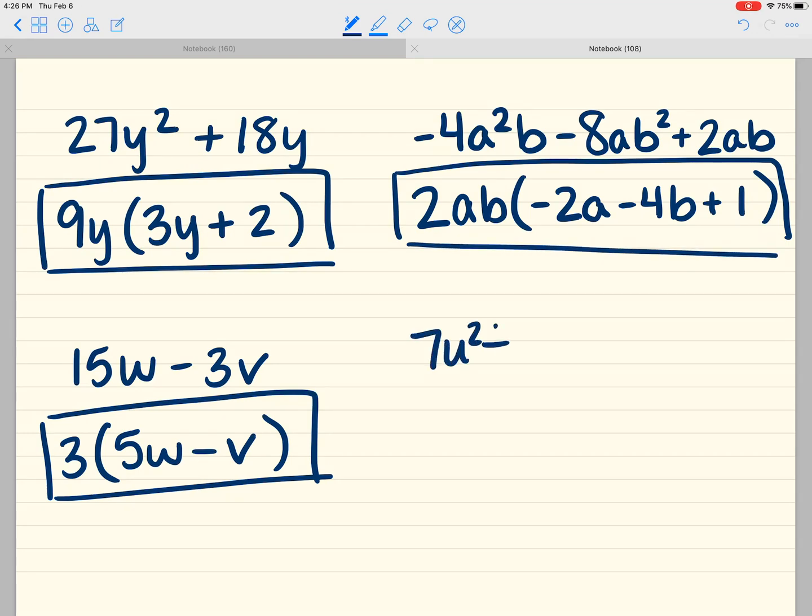All right, let's do 7u squared t squared plus 21ut squared minus ut.